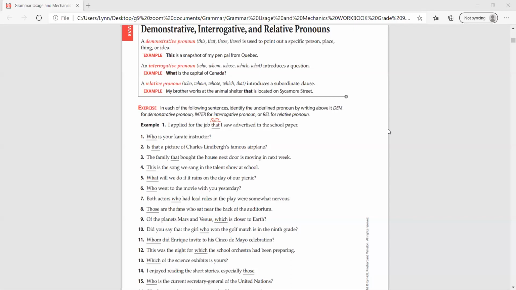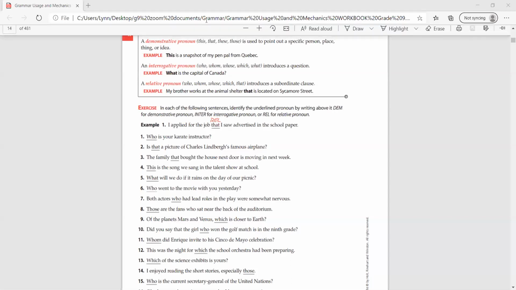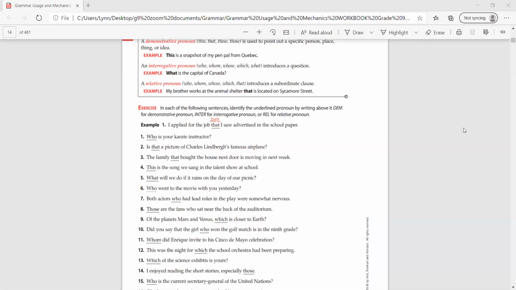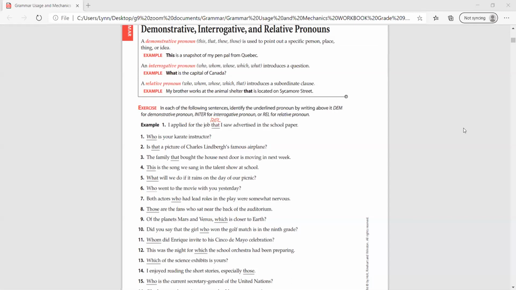A demonstrative pronoun, that, this, these, and those, is used to point out a specific person, place, thing, or idea. Example, this is a snapshot of my pen pal from Quebec. An interrogative pronoun, who, whom, whose, which, what, introduces a question. Example, what is the capital of Canada?